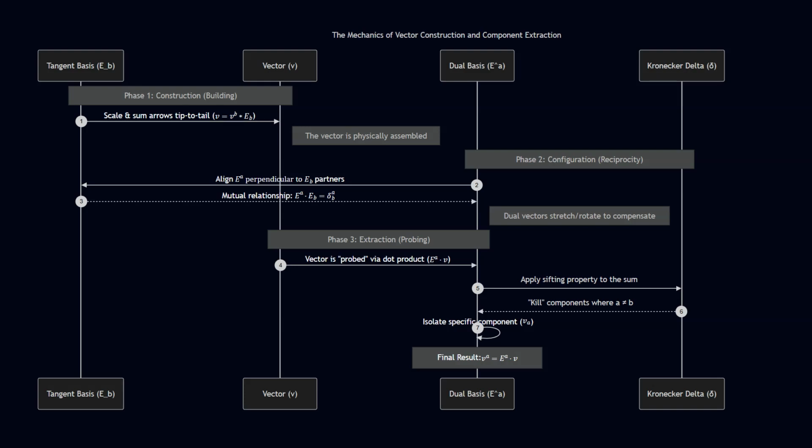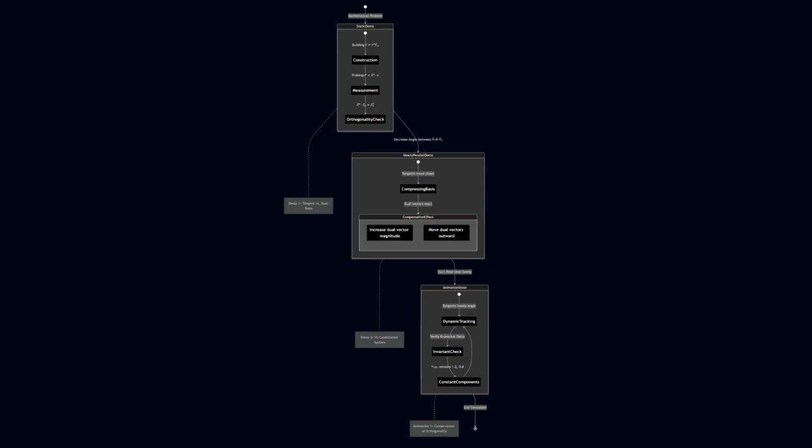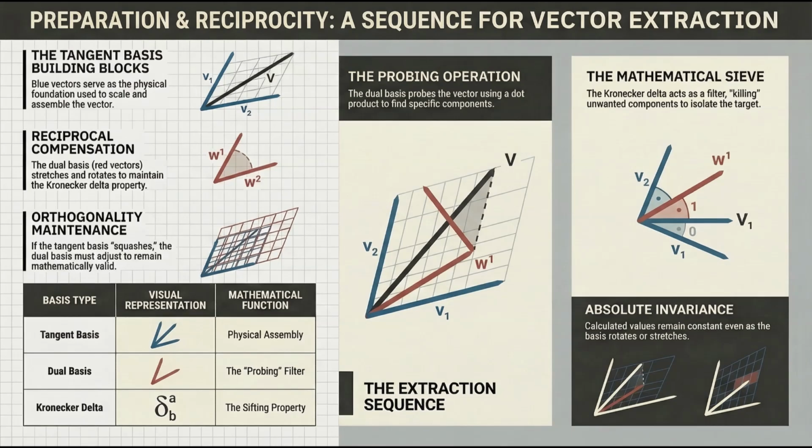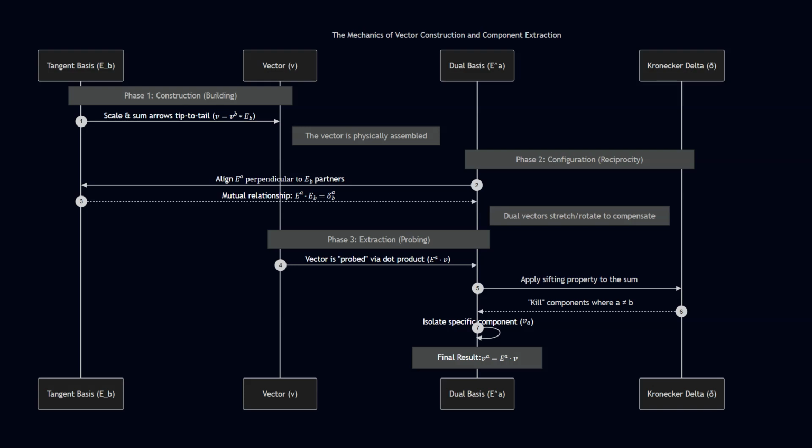Conservation of orthogonality. The animation state in the diagram proves the dynamic invariance of the derivation. It shows that as the geometry shifts in real time, the system dynamically adjusts to ensure the relationship between the building blocks and the measuring tools is always preserved.